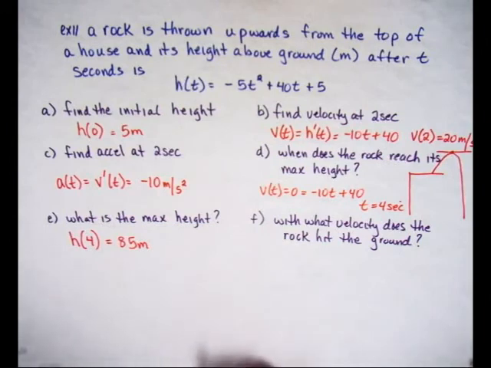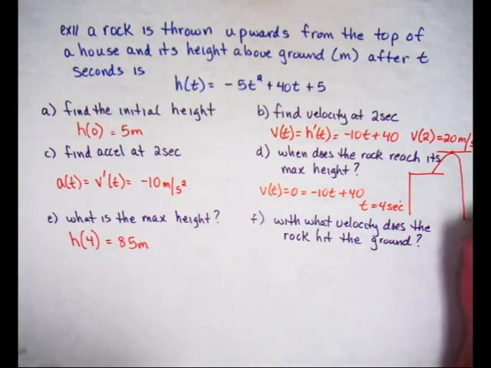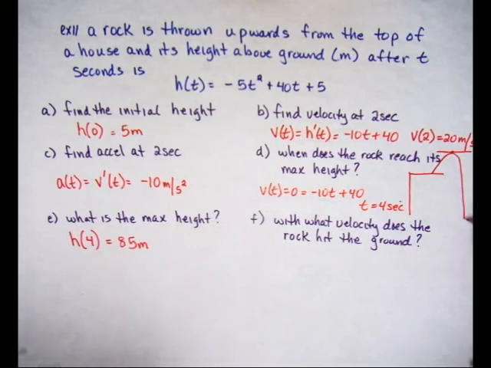And our last question: with what velocity does the rock hit the ground? A lot of people think that when the rock hits the ground, it has no velocity. Well, it has no velocity because the ground stops it, but it actually does hit the ground with a velocity. If you were standing there and it hit you in the head, you would attest to the fact that it does have a velocity when it strikes the ground. The velocity when it strikes the ground is going to be the slope of the tangent at that point.